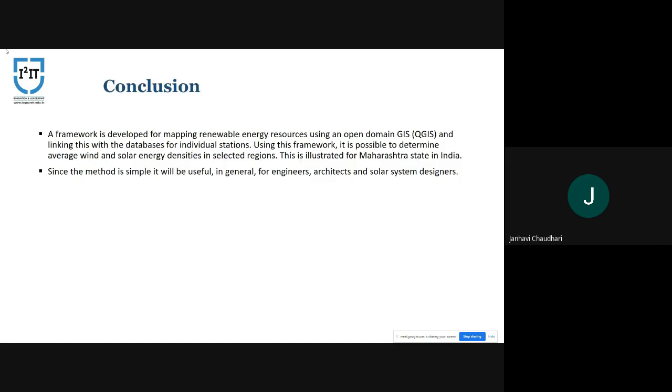Conclusion. A framework is developed for mapping renewable energy resources using an open domain GIS and linking these with the database of the individual stations. Using this framework, it is possible to determine average wind and solar energy density in selected areas. This is illustrated for Maharashtra state in India. This method is simple and it would be useful in general for engineers, architects and solar system designers.